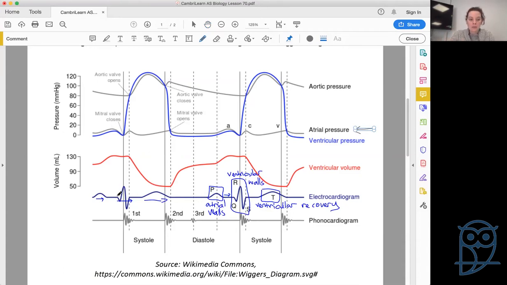Okay, so if we start here at the beginning, see how we have this wave of excitation over the atrial walls, and then we have an increase in pressure. Isn't that fantastic? Because what that is, that's showing us our atrial systole, when our atria are contracting. Now they tell us here, mitral valve closes.